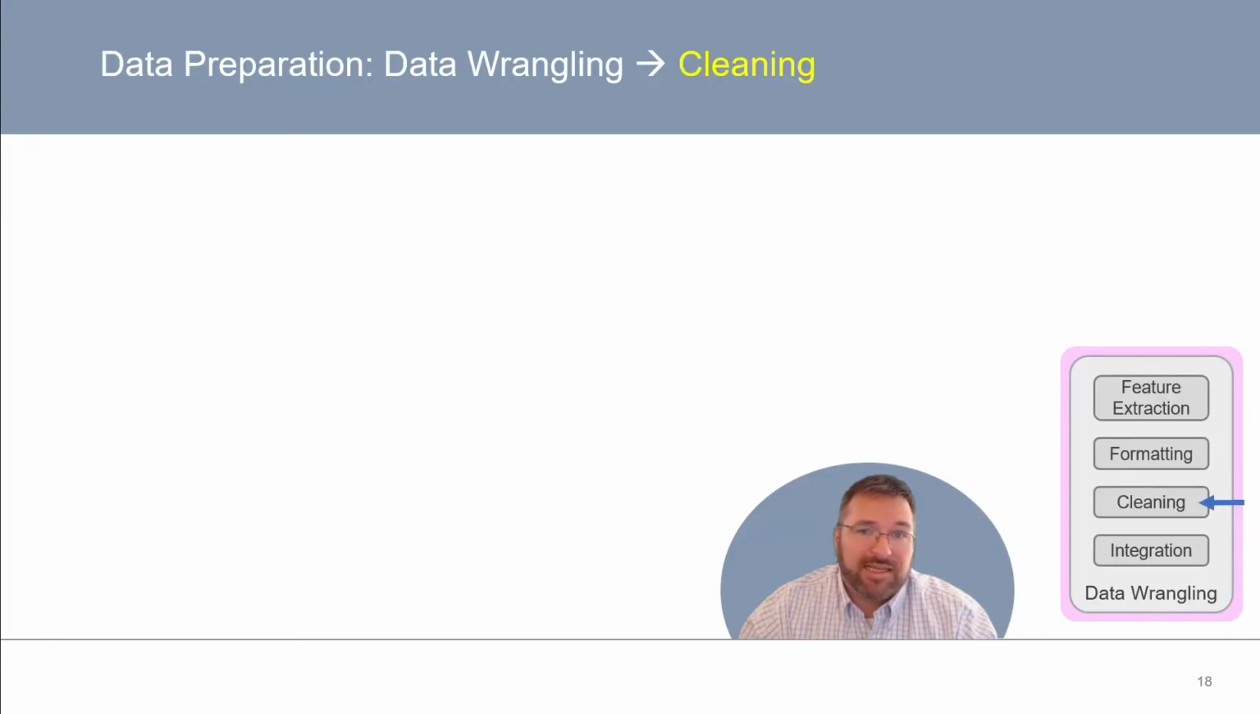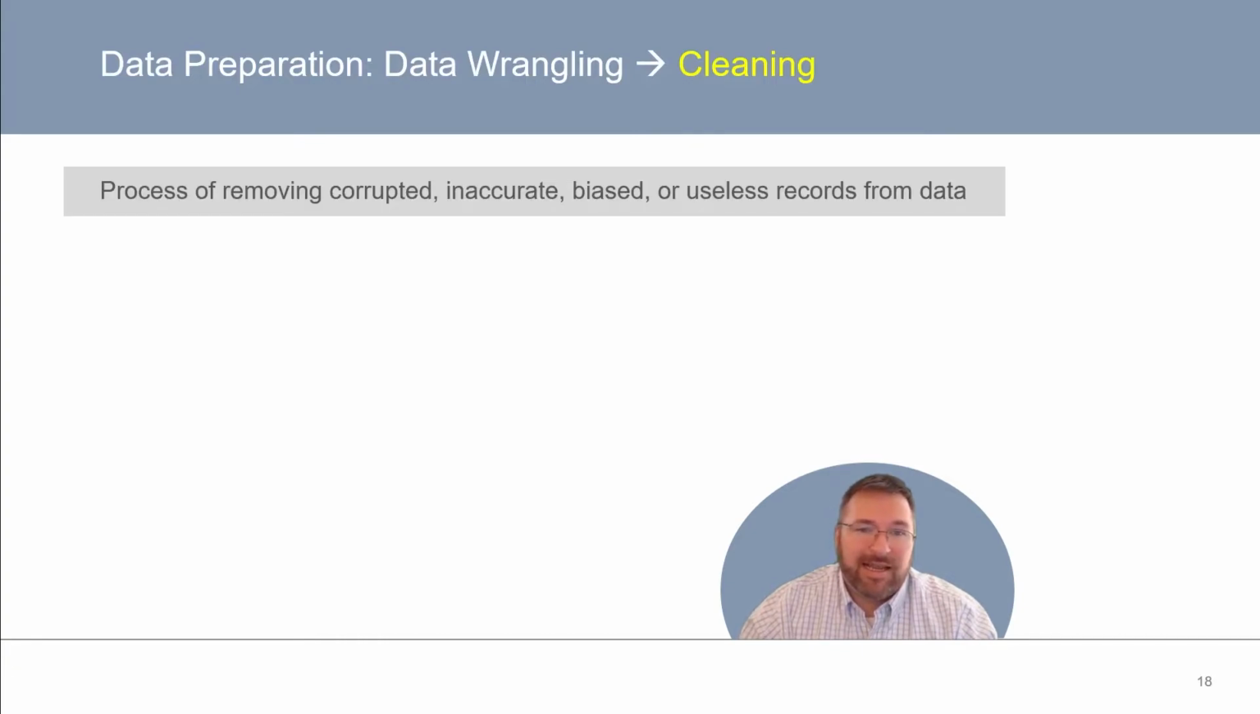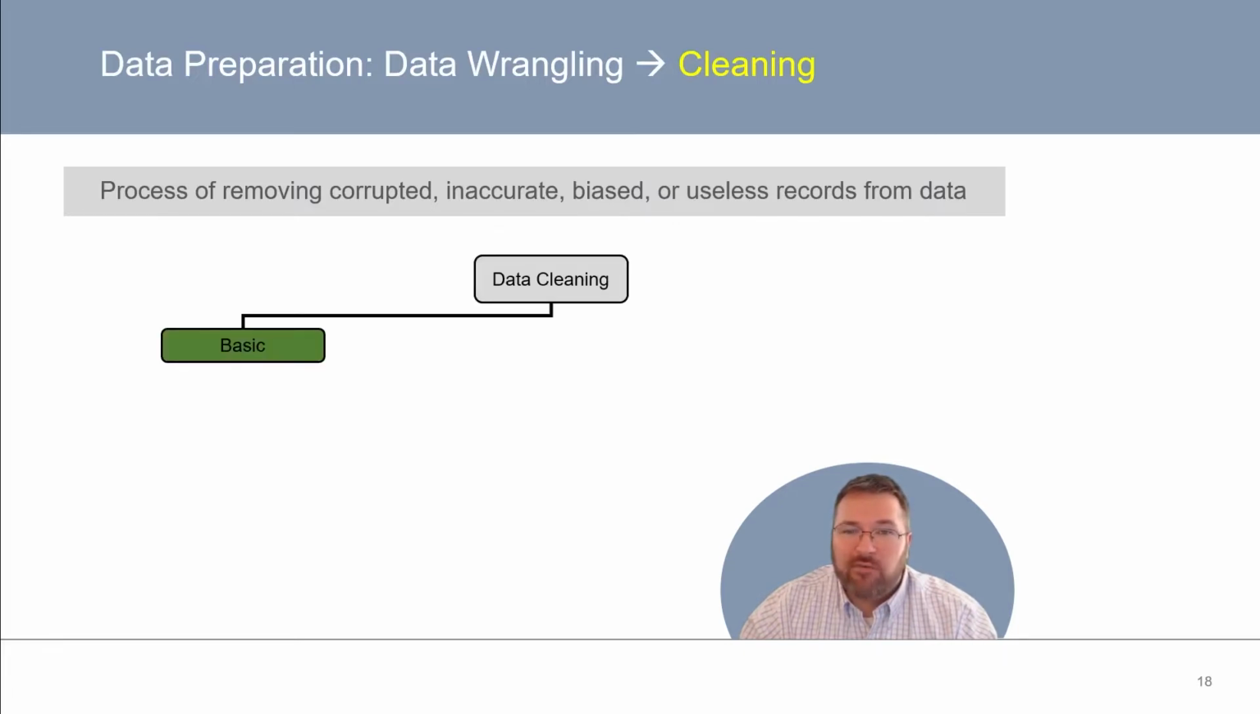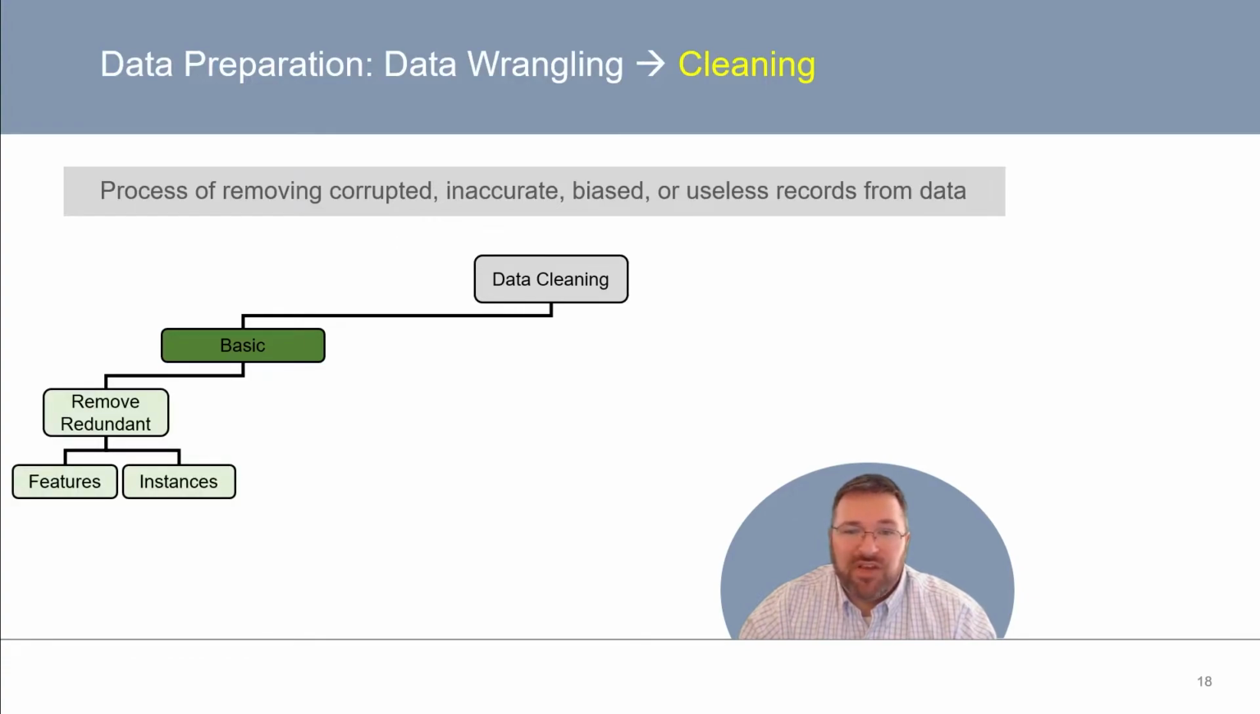Now let's move on to data cleaning. We'll define data cleaning as the process of removing corrupted, inaccurate, biased, or useless records from the data. First, let's cover some really basic forms of data cleaning. For example, removing redundant features or instances. Redundant features may be duplicate feature columns that were mistakenly included more than once in the data, or they could be perfectly correlated features. With perfectly correlated features, all but one of them could be removed prior to analysis to reduce the overall feature count without losing information.